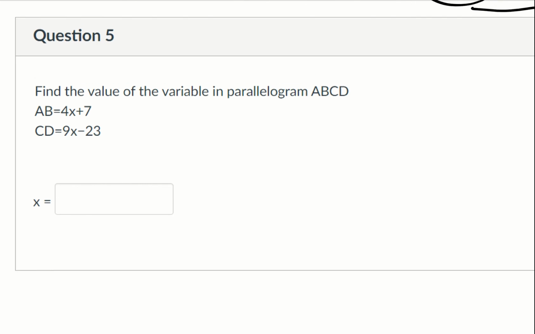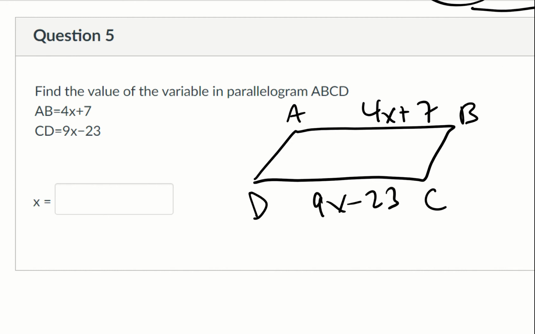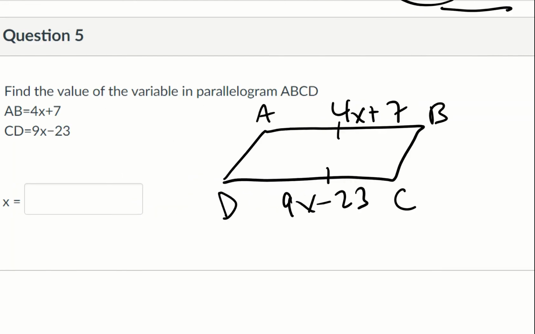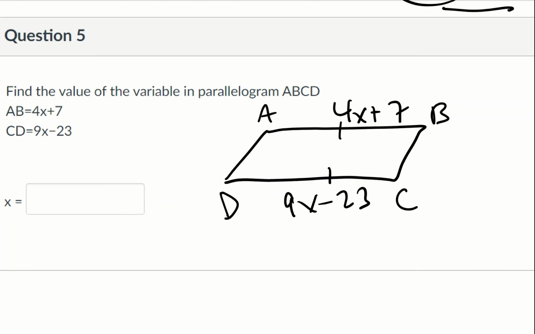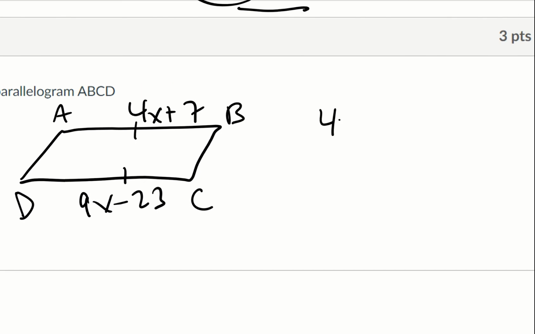So if I want to find the value of the variable, we don't have a diagram here. So we're just going to draw a generic parallelogram ABCD. And it says AB is 4x plus 7 and CD is 9x minus 23. Well, because it's a parallelogram, we know that these have to be congruent. Therefore, we can set them equal to each other.